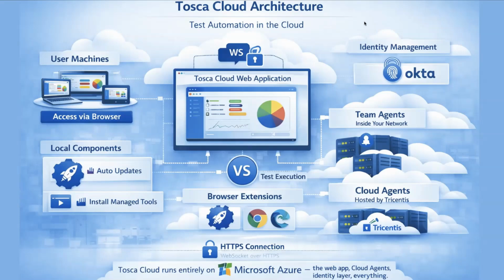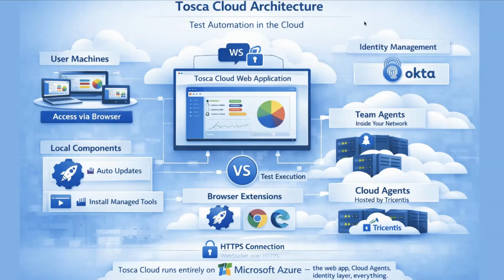Now, Tosca Cloud is built on four major pillars. And once we see how they fit together, we'll understand how this platform works. So the first pillar is the Tosca Cloud Web application. This is like a dashboard or a single point of central application where you can design your tests, manage your workspaces, trigger executions, and even look at your results and dashboards.